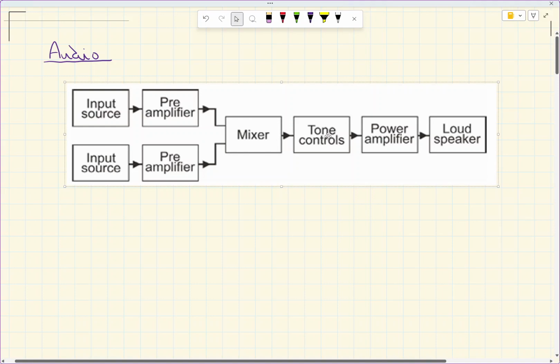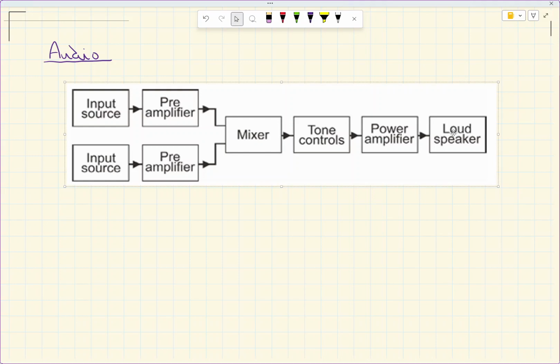We then might apply some tone control to it, so we might want to filter out some of the higher frequencies, but might want to boost some of the other frequencies, the lower frequencies. Then a power amplifier, so that we get the power ready for the loudspeaker.